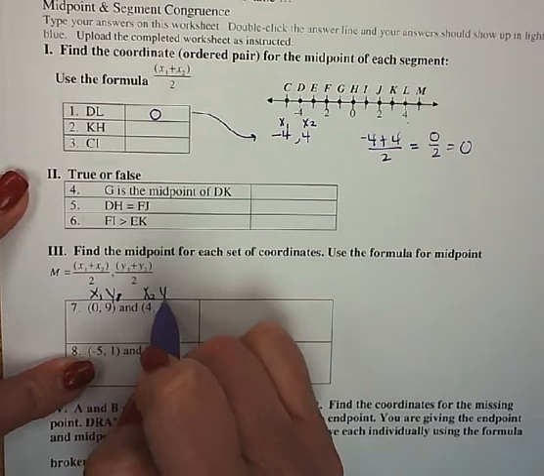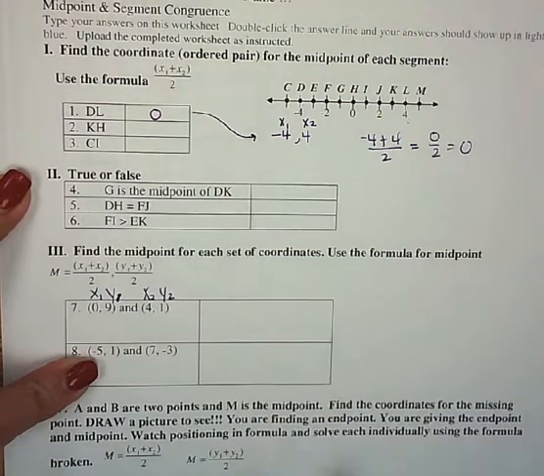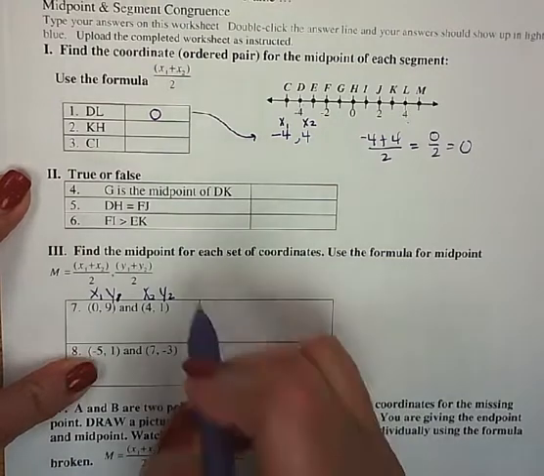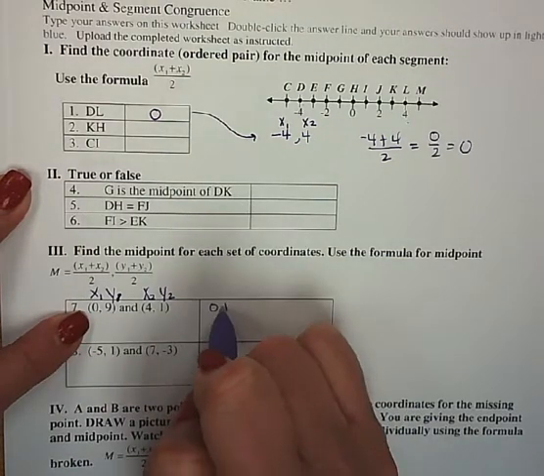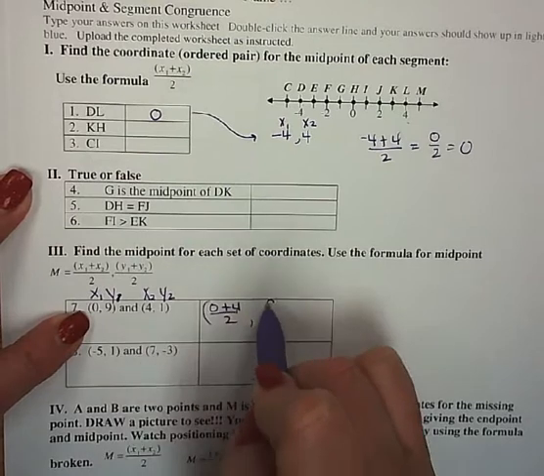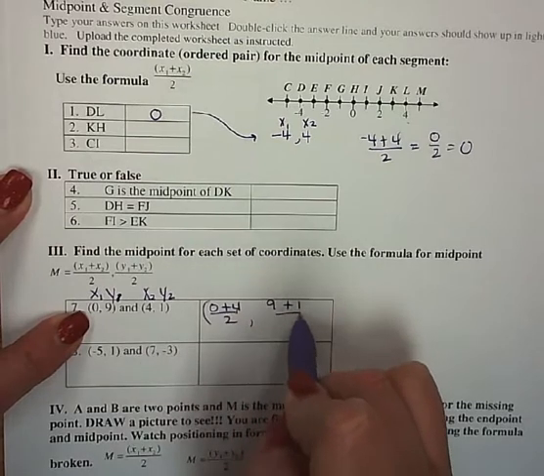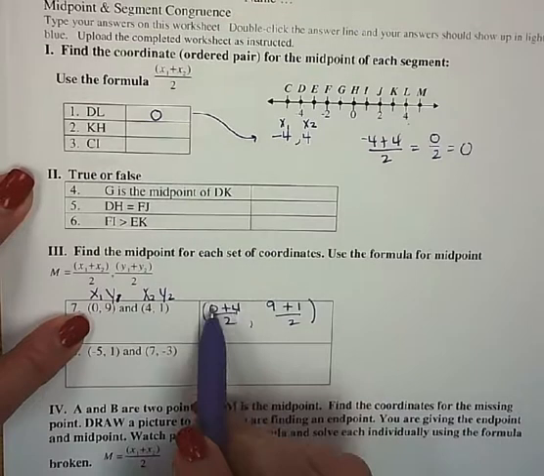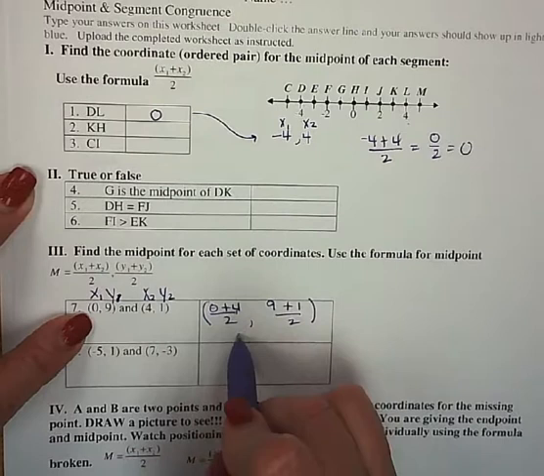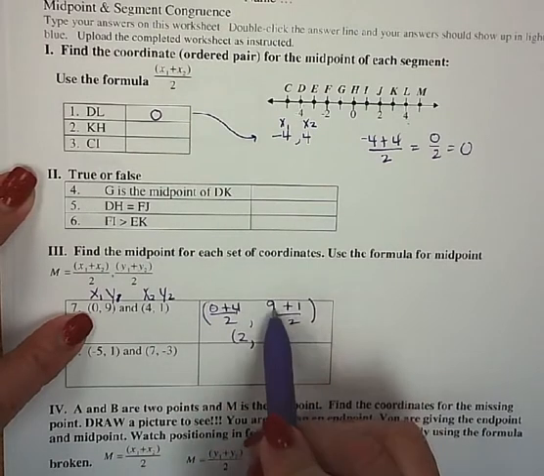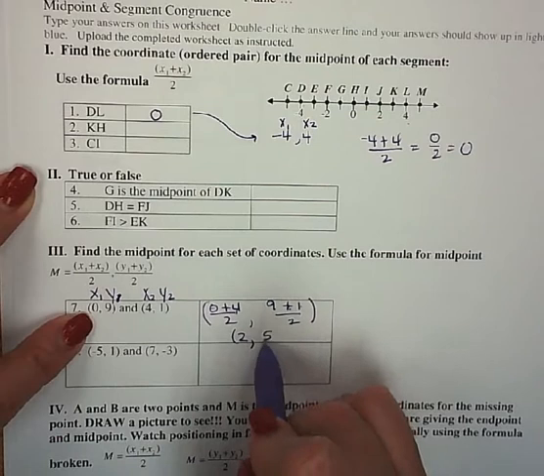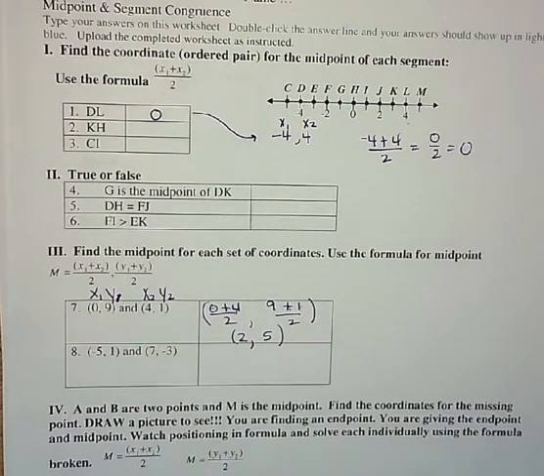To use the midpoint formula, I say my x plus my x divided by 2, my y plus my y divided by 2. 0 plus 4 is 4. 4 divided by 2 is 2. 9 plus 1 is 10. 10 divided by 2 is 5. So the answer is 2, 5. You'll do number 8 on your own.